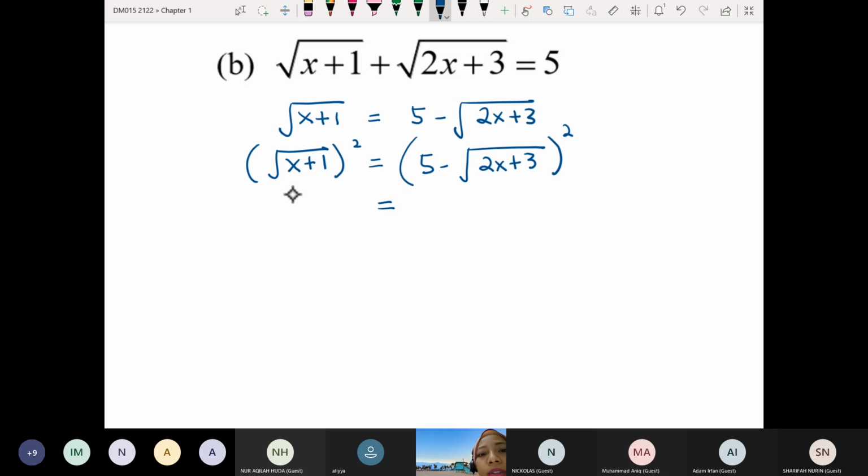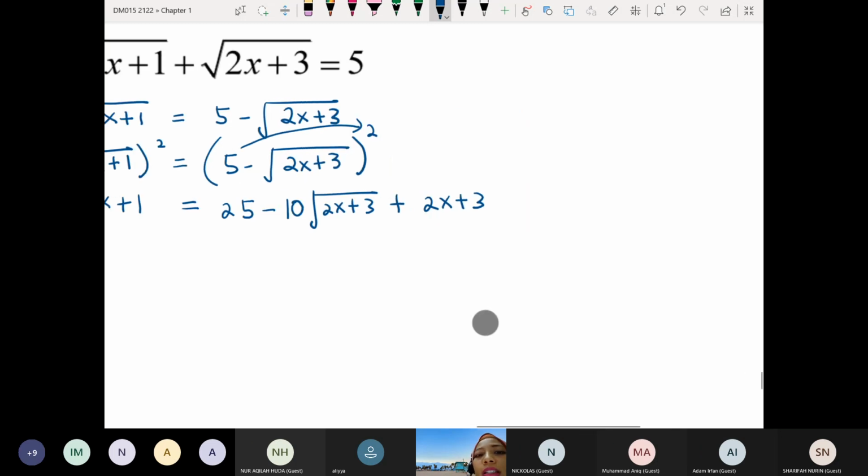Okay, bila square both sides, set x plus 1 ini sudah jadi x plus 1 sahaja. That's why kita bawa pergi sana. Okay, so 5 kuasa 2 adalah 25. Tolak dengan hasil darab kesemuanya 10 root x plus 3. Plus dengan ini negative square, so dapat 2x plus 3.